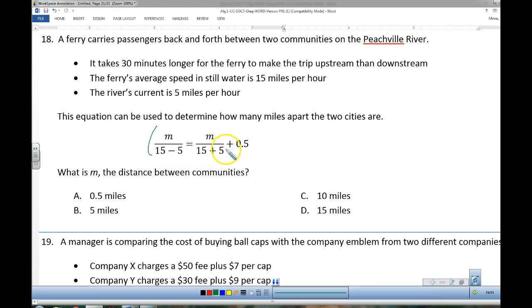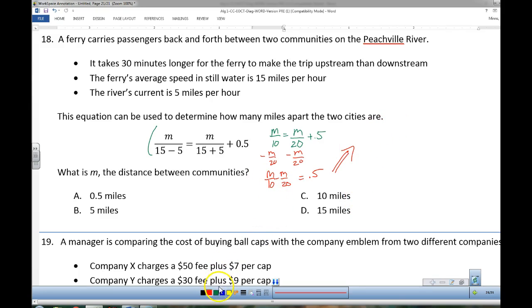So let's first of all just do a little simplifying. Isn't that m over 10, 15 minus 5, equals m over 20 plus 0.5? Well, let's get the m's on the same side. So let's subtract m over 20. Subtract m over 20. So on the left, I have m over 10 minus m over 20 equals 0.5. Okay, let me go up this way to keep working.